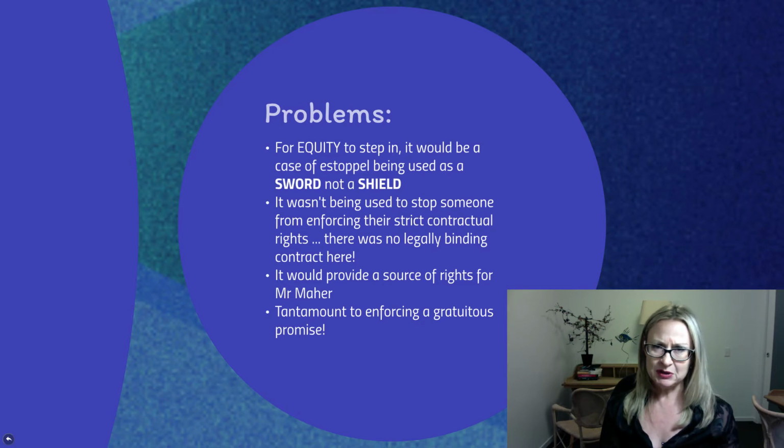So there was a fair bit of caution here, and you can see that all of the judgments are very carefully written because I think everyone was pretty much aware that if they allowed equity to step in at this point, it was going to provide a sword, not just a shield. It would provide a source of rights for Mr. Maher then to claim against Walton Stores when there was no binding contract on foot between the parties first.